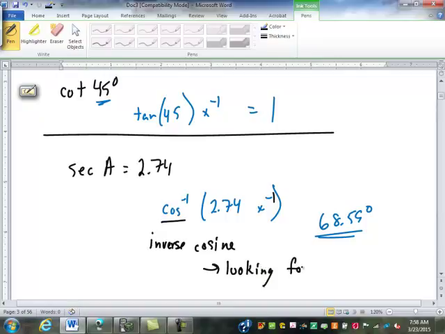That's the big thing. Anytime we're looking for the angle, we're going to be using that inverse, or the second sine, second cosine, second tangent. When we have the angle and we're looking for the function, you just use the sine, cosine, or tangent. When you have the angle, you use the sine, cosine, or tangent. When you're looking for the angle, use the inverse.